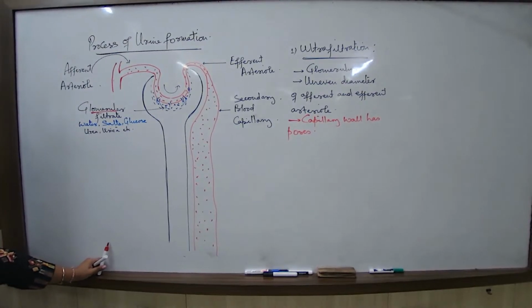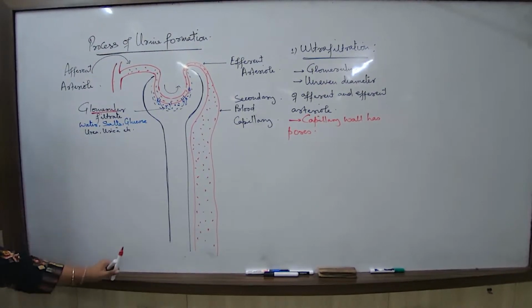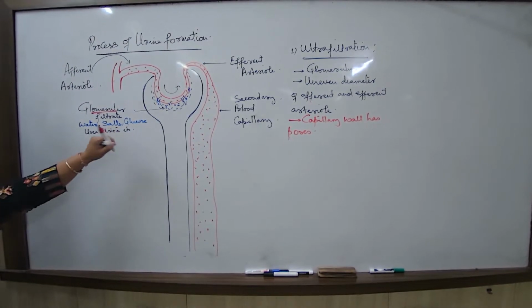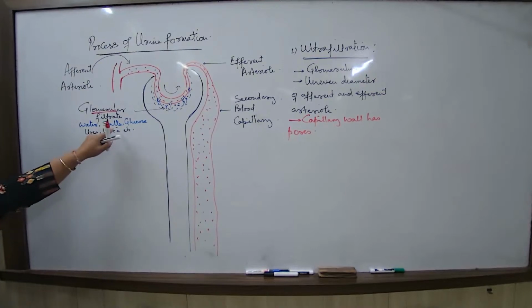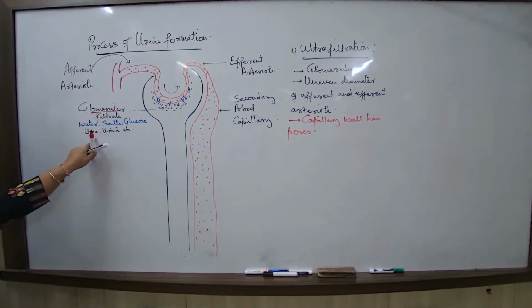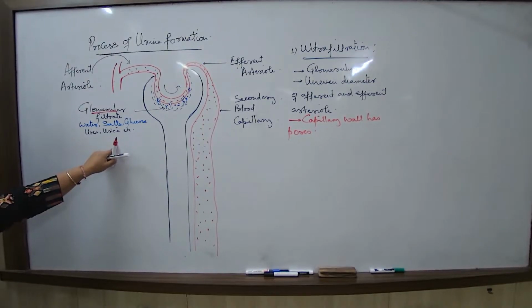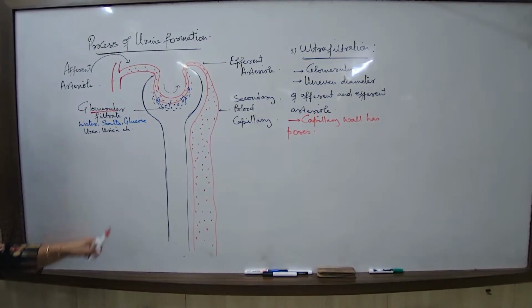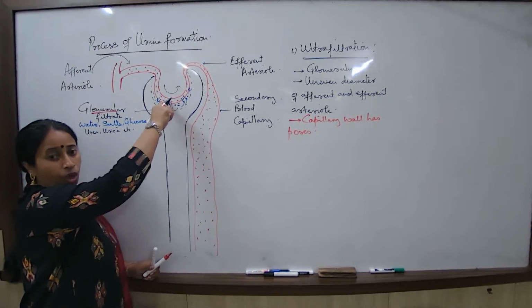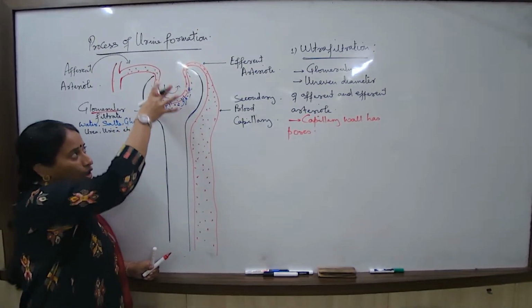What is its composition? It has a huge amount of water, salts like sodium, chloride, potassium, etc., and a huge amount of glucose. Sodium salts majorly, sodium chlorides majorly. Are urea and uric acid components of the glomerular filtrate? Yes, but in traces.